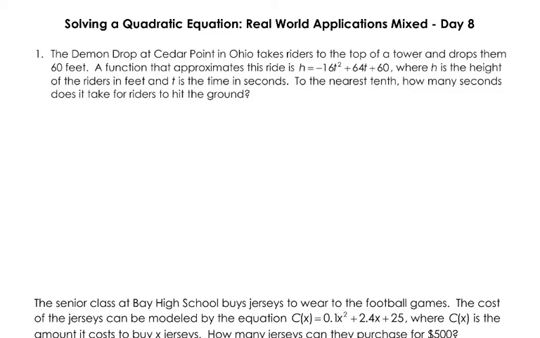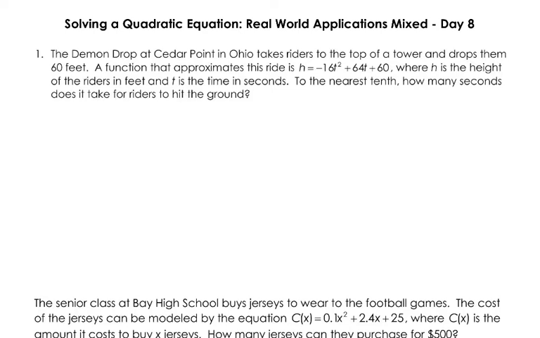It says, the Demon Drop at Cedar Point in Ohio takes riders to the top of a tower and drops them 60 feet. A function that approximates this ride is h equals negative 16t squared plus 64t plus 60, where h is the height of the riders in feet and t is the time in seconds. To the nearest tenth, how many seconds does it take for riders to hit the ground?